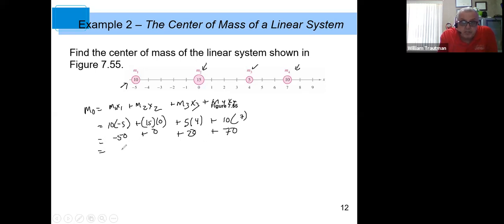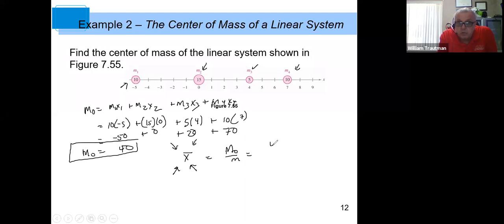So if I multiply these together, I get 90 minus 50 is 40. So my momentum is 40. Don't forget about the other formula. That's what we're looking for, the center of mass, and that formula is M0 divided by the total masses. M0 is 40. We got it right here. And the total masses is 10 plus 15 plus 5 plus 10, which is 40. 40 over 40 is 1.